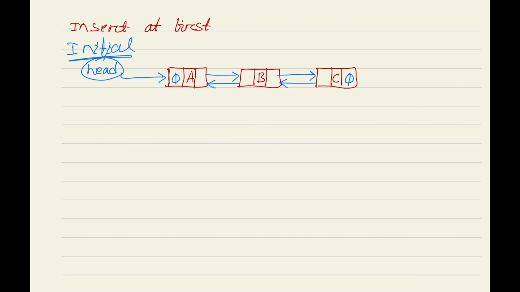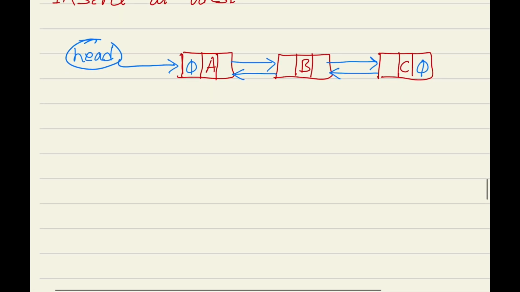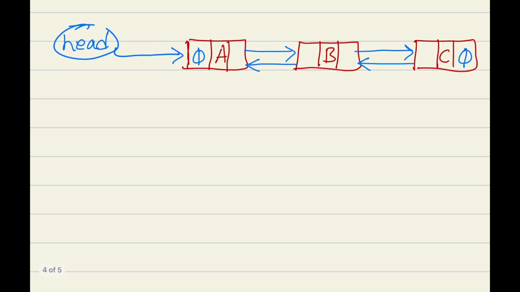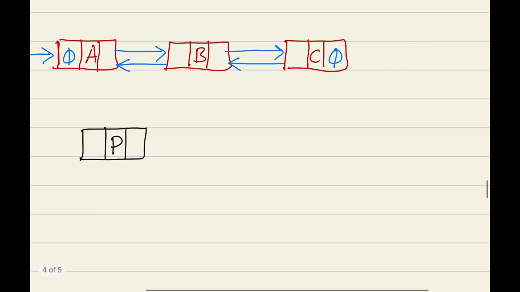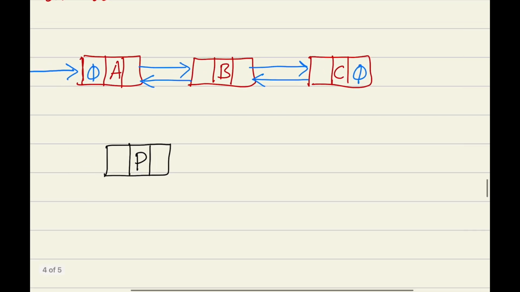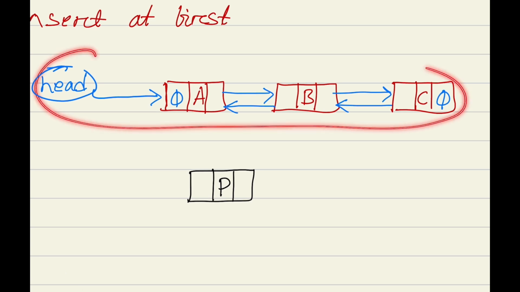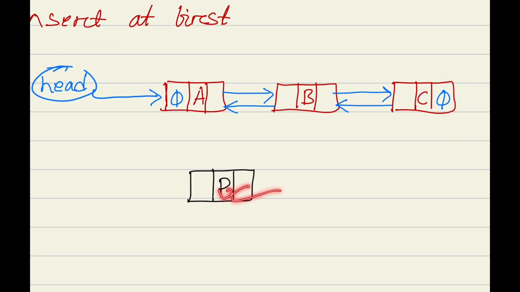Okay. So, now we want to insert a node P at the beginning of this doubly linked list. So, what is the first step? The first step is to create the node. So, here we create the node, and this node has the data P, and assume this is the existing linked list here. This one is the existing linked list, it is already there. So, we create the node P.